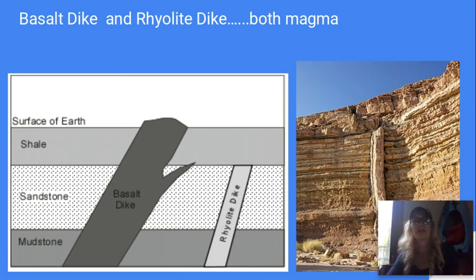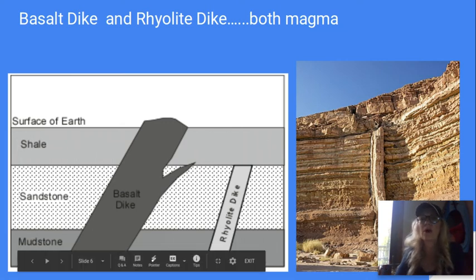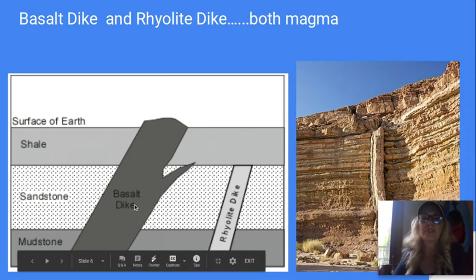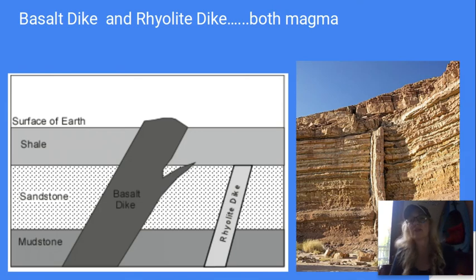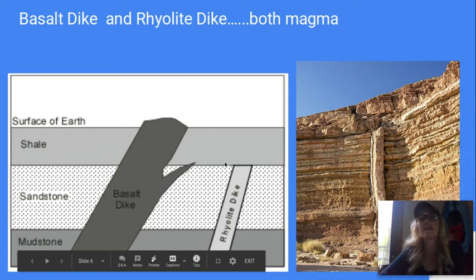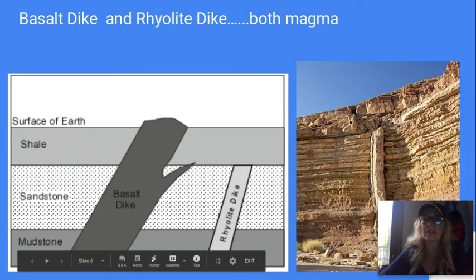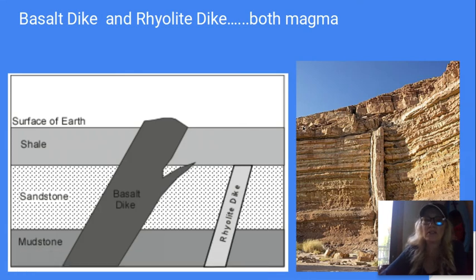So this is the picture that I wanted to show you. This is a graphic of what the photo actually shows. So down here we have mudstone, just like we have here. Then we've got a layer of sandstone. Then we have a layer of shale. And then we have this surface of the earth. So this shows a basalt dike, which is this part that comes up right here, which we can assume maybe was volcanic activity that came up right through the layers of the earth, but did not go all the way through to the top. That this layer, the surface of the earth, was deposited after the basalt dike.